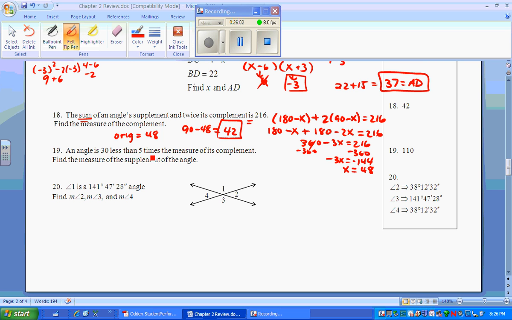19. An angle is 30 less than 5 times the measure of its complement. Here's your equal sign, so we'll put this information here. So x equals 5 times the complement, which is 90 minus x, less than that, so that's minus the 30 at the end. X equals 450 minus 5x minus 30. Add this way, so that means 6x, and this side became 420. So x ends up equaling 70.